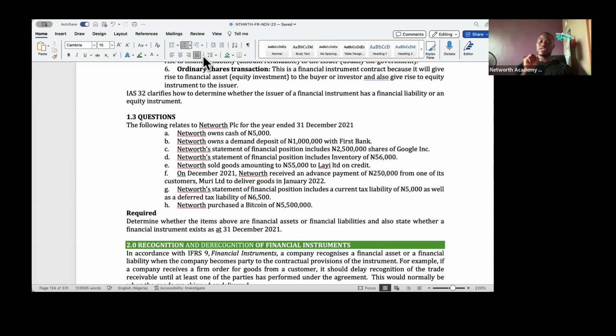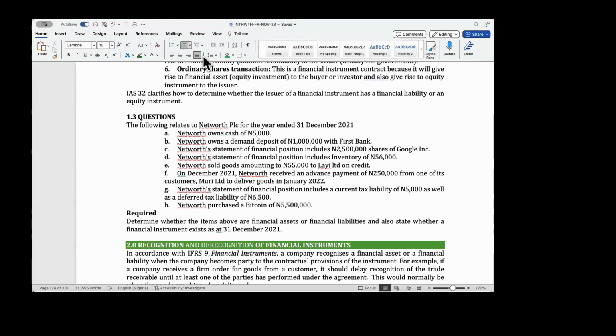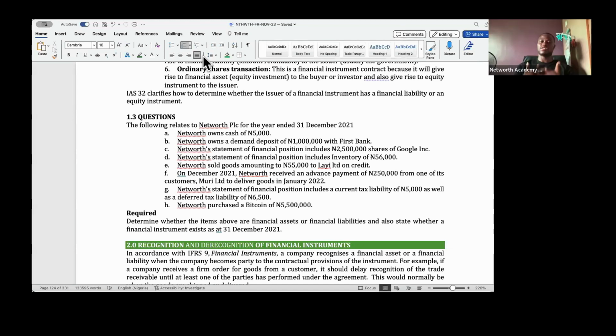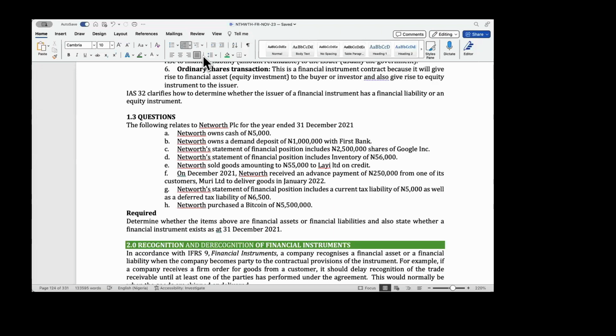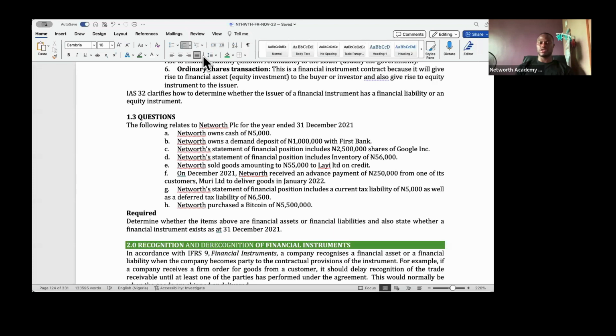So when a company purchases Bitcoin, it's an asset, all right, but it is not a financial asset. It doesn't meet those three things. So there is no financial asset, there is no financial instrument contract here. But the big question is this: how do you classify Bitcoin in your books? What class of assets will it belong to? Let's look at it together.